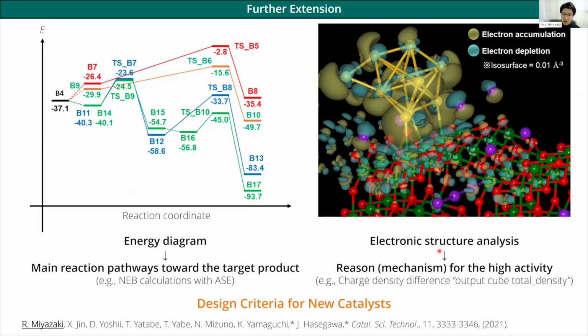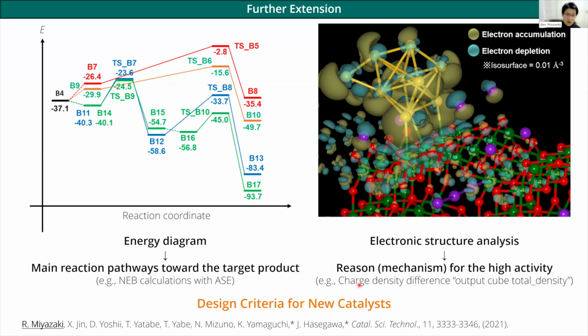Or you can get some more detailed electronic structure analysis here, even though this is a different catalytic system, but performed with FHI-aims. For example, this is a charge transfer from the support material to the supported gold cluster, and you can get some reason or mechanism for the high activity of the catalyst by using this kind of analysis. This charge density difference analysis can be achieved by using the output cube total density keyword in the control.in file of FHI-aims. By using this kind of information, we can get some design criteria for new catalysts. Actually, those kinds of investigations were not performed with the cobalt catalyst, but those calculations were performed in this paper. If you are interested, please check this paper.